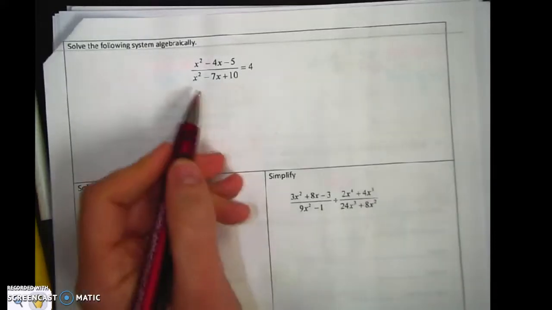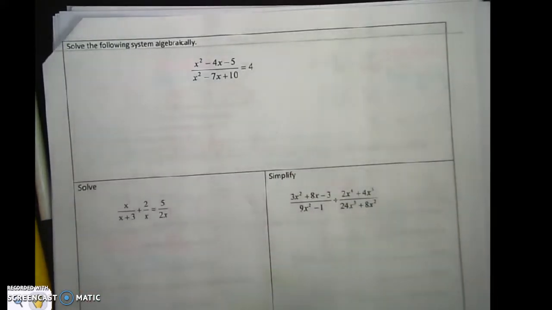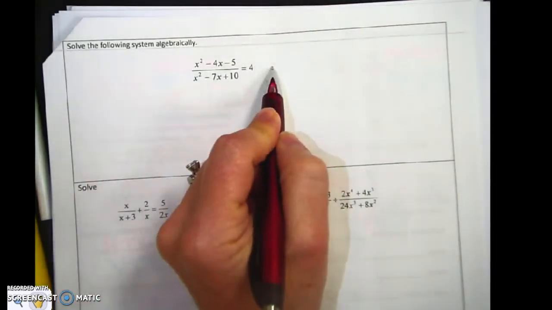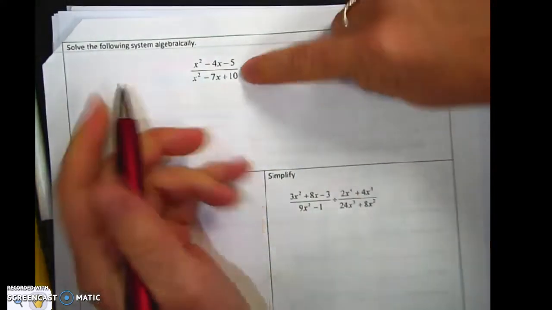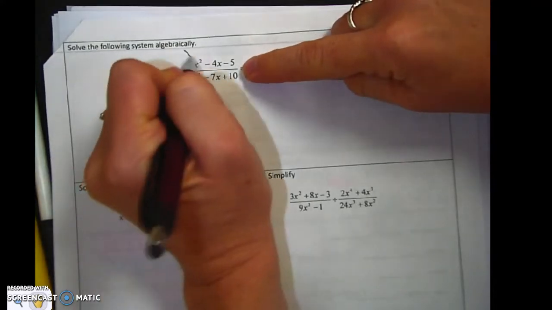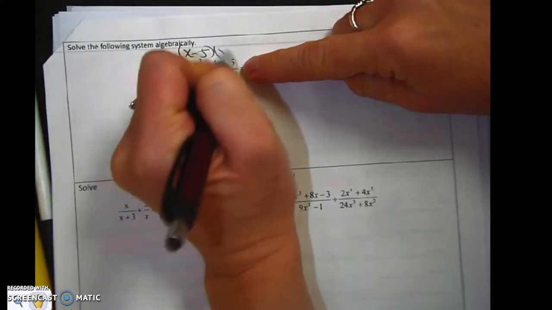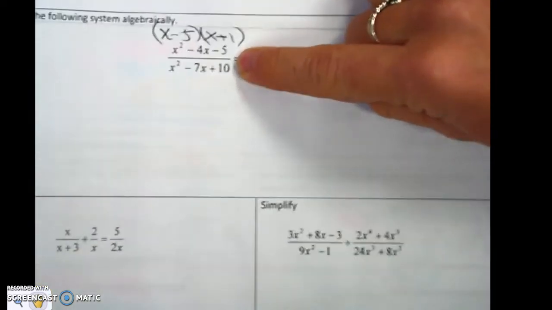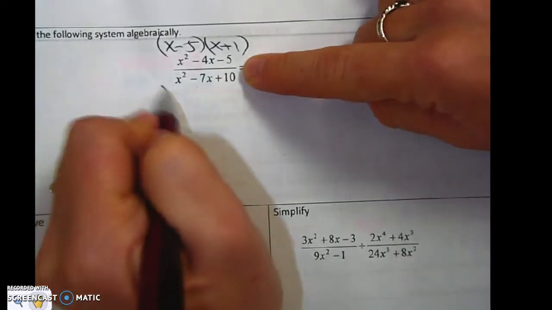All right, so solve the system algebraically. There's two different ways to do this. One way to do this is multiply both sides by x squared minus 7x plus 10. But the thing is, when I see this, it's interesting to me. It makes me think there's got to be something I can do to simplify. And you don't have to do it this way, okay? But for me, this feels right.